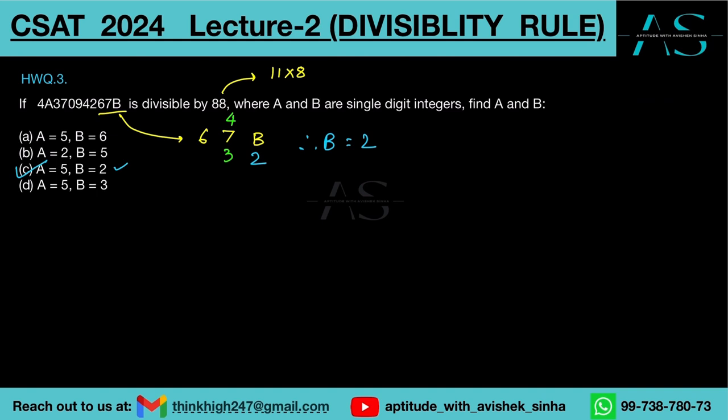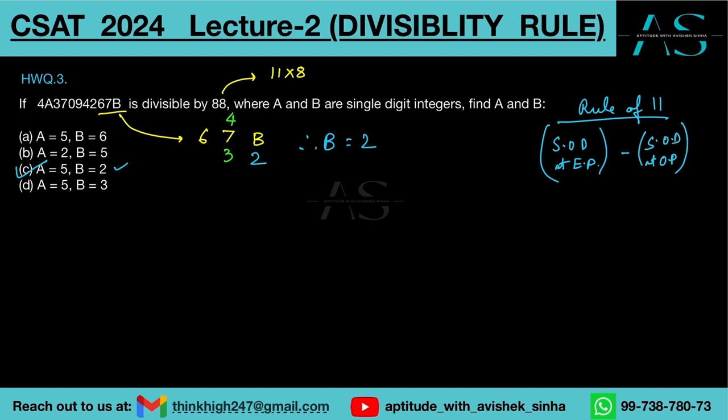But I'll start with the rule of 11 as well. Rule of 11 says the sum of digits at even places (EP) minus the sum of digits at odd places, and these two can be switched because we are looking for the modulus difference. If this value is equal to 0 or any multiple of 11, denoted 11n, that is 11, 22, 33, anything, we can always call that number divisible by 11.